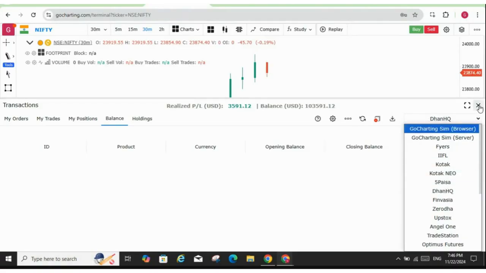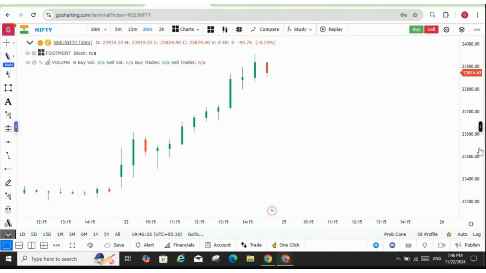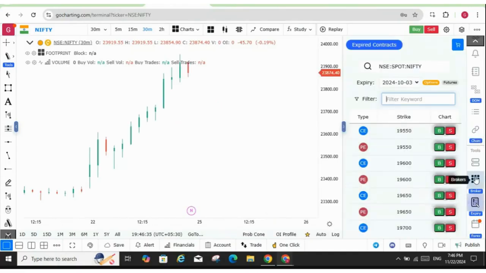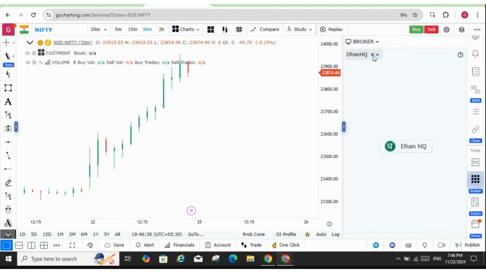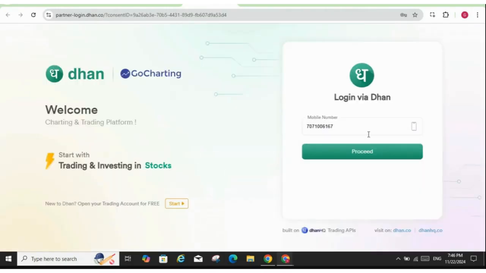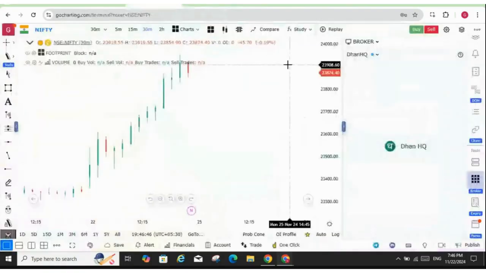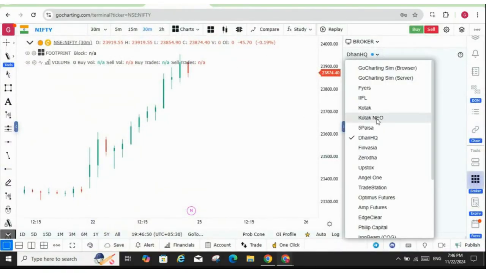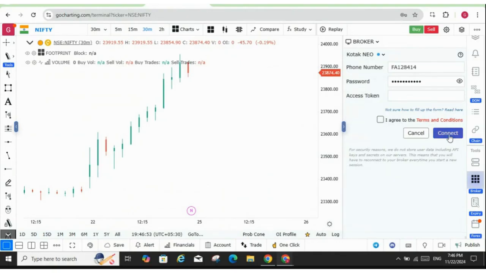What you can do is simply go to this broker section over here. You can choose your broker, say for example Dhan. Click on this Dhan, put your details over here, and then connect. After you are connected with Dhan, suppose you also have a Kotak Neo. Click on this Kotak Neo, put in the details and also connect. So now you are connected with two brokers.